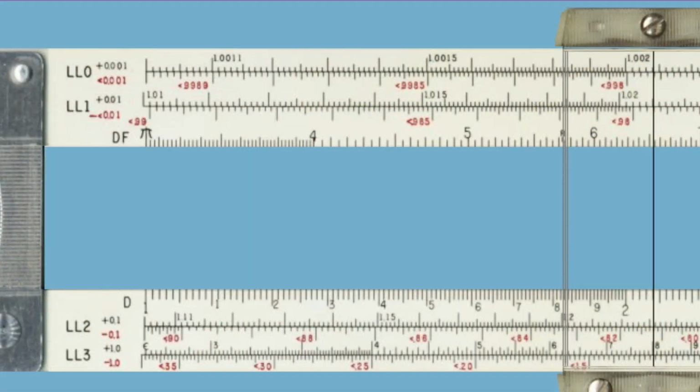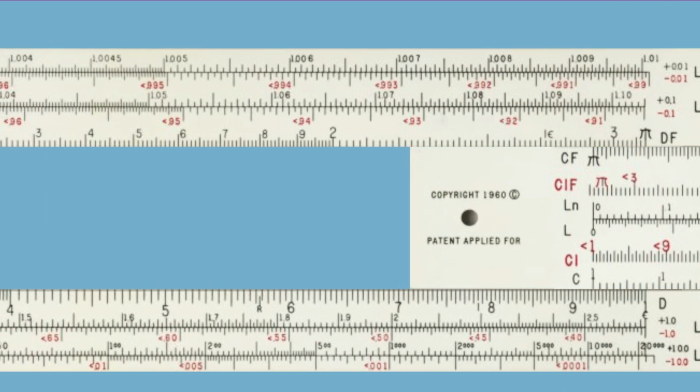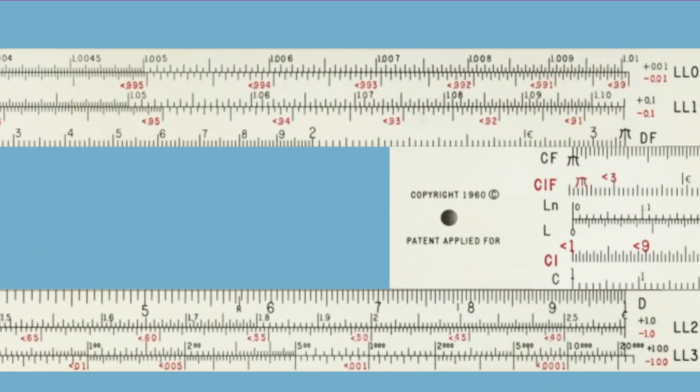Now let's get the slide out of the way so we can see how to solve this population problem. If you happen to notice down on the LL3 scale, in black, the very first entry under the 1 on the D scale is E. That's Euler's number. And if we come out to where the 2 was on the LL2 scale, we see that it's just below and to the left of the 7 on the D scale. That means that 2 is E raised to the power of about 0.69.